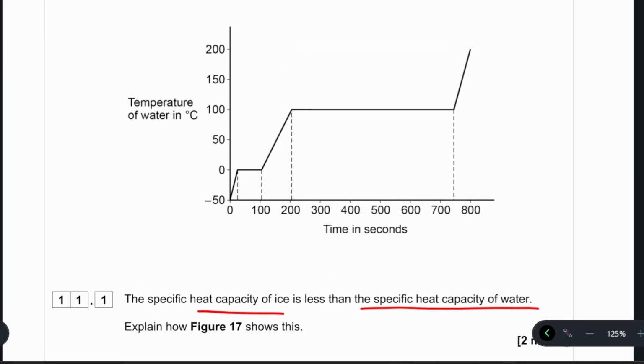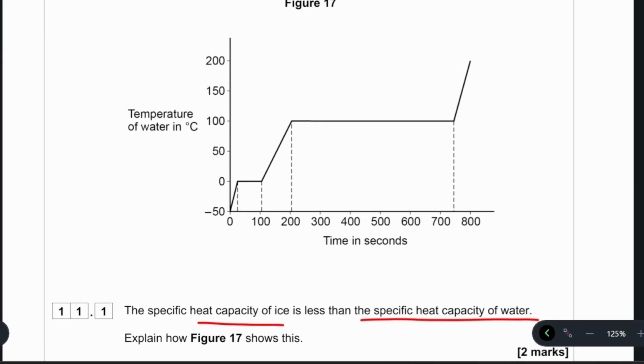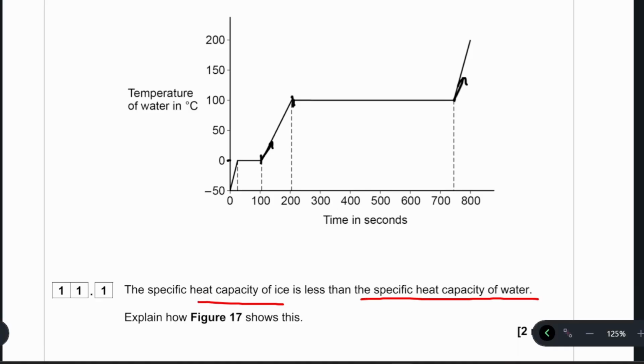So essentially we can see we've got 2 different sections here. As the temperature reaches 0 degrees, it's going to melt. So anything above here is when the ice is turned into water, and anything above 100 is when the water is turned into a gas. So the straight lines are where it's vaporizing, or this is the latent heat of vaporization and the latent heat of fusion, which we'll get into later. But for this first part, we just need to explain why the figure shows that the specific heat capacity of ice is less than that of water, and that's to do with the gradient over here.